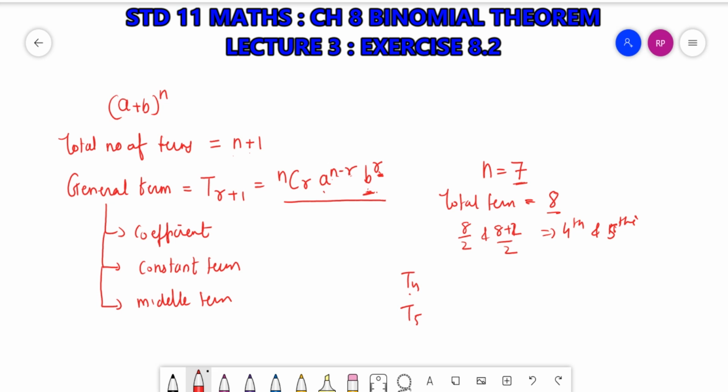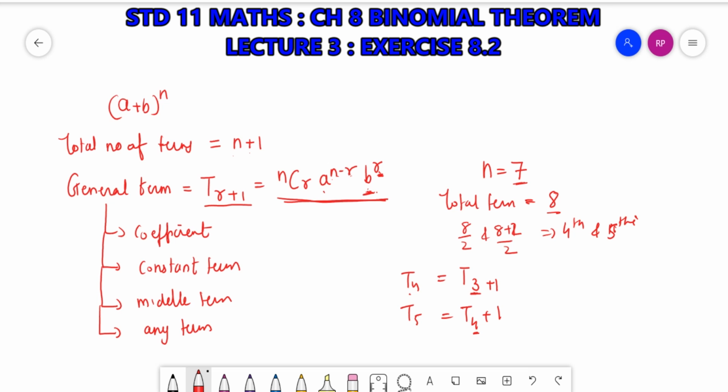How will I find out T4? Using the formula for the general term. I have the formula of T(r+1). So T4 will be equal to T(3+1). Now we have to take r equal to 3 and put down the values here. And T5 will be T(4+1). So at that time we have to take r equal to 4. Okay. Then we can find out any term.